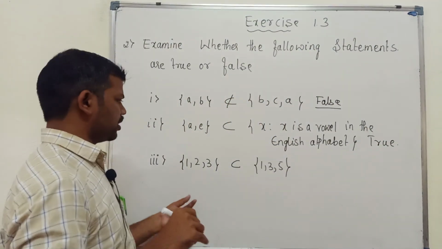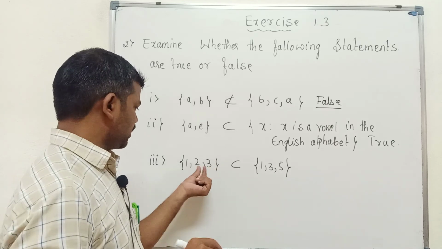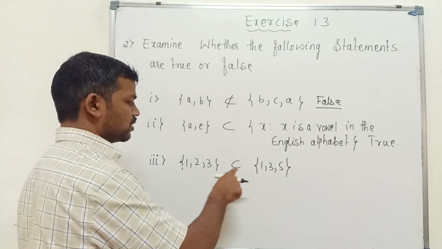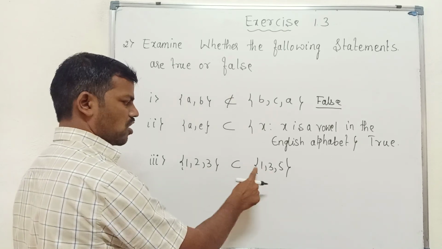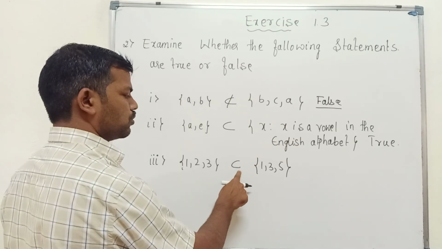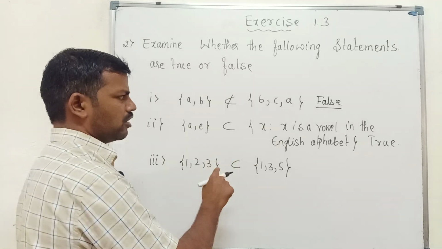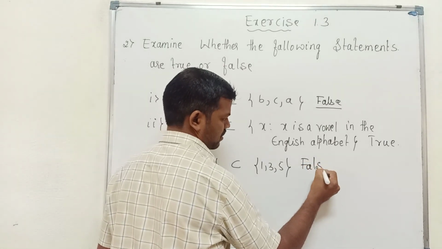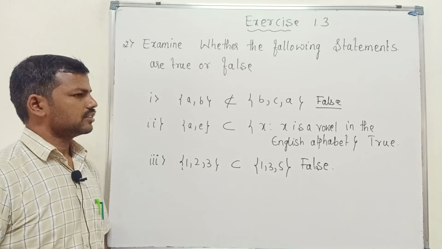So next we come to {1, 2, 3}. Are 1, 2, 3 elements of {1, 3, 5}? No. Why? Because 2 is not an element of this. 1 and 3 are there, but 2 is not an element of this. How can it become a subset? So the symbol used is wrong. If it is wrong, it is false. So the remaining three you have to discuss.